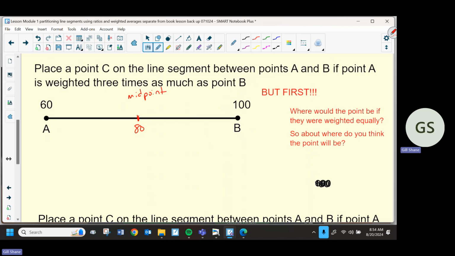But are they equally weighted? No, they're not. So what do you think is going to happen when we put point C on there? Think of it as classwork and quizzes. What if your tests are more important, and you're at a 60 on tests and 100 on classwork, but your tests are way more important? Where would your weighted average be? It's going to be lower than 80. We know that for sure.